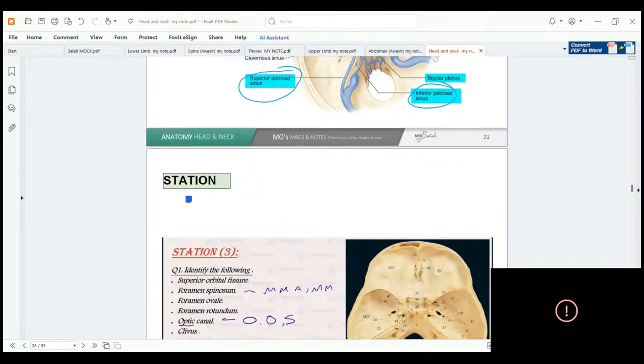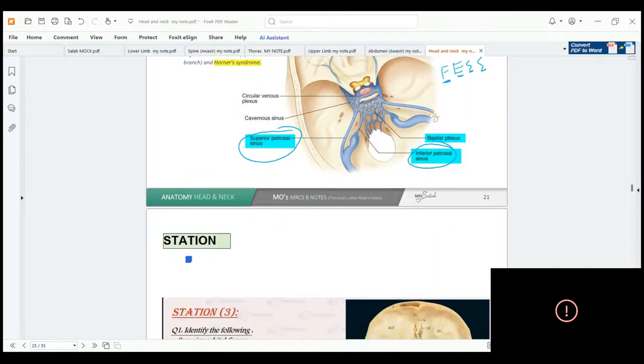Superior petrosal sinus joins with what? The superior petrosal sinus joins with the transverse sinus, and then they form the sigmoid sinus. The sigmoid sinus along with the inferior petrosal sinus drains into the internal jugular vein.